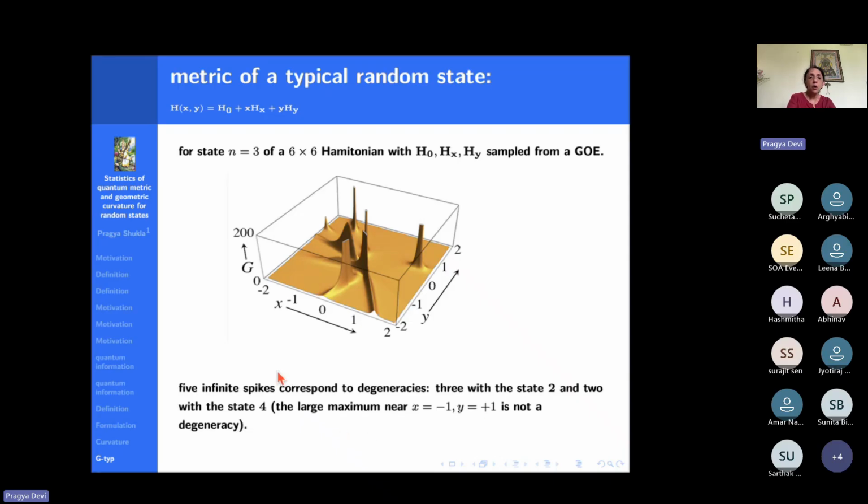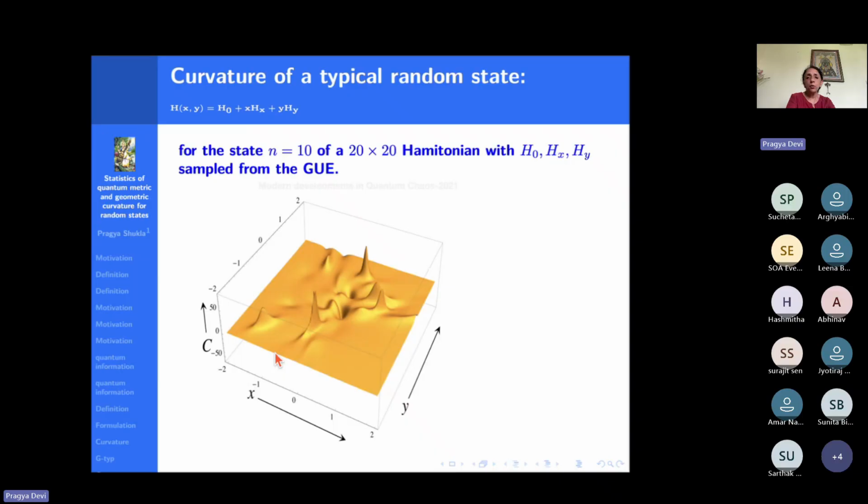Okay, so now similarly you can do this for curvature. Here is another case for curvature. Again the same Hamiltonian, but now I'm looking at state 10, and it is a 20 by 20 Hamiltonian. It's not for any particular reason. It's just because these two works were done at different times. So that's why here we considered a 20 by 20 Hamiltonian and looked at the 10th state.